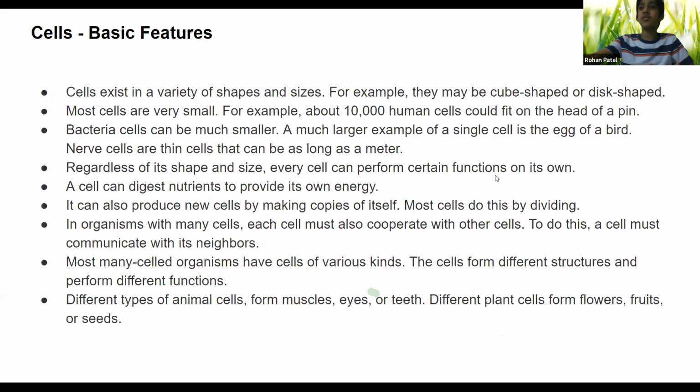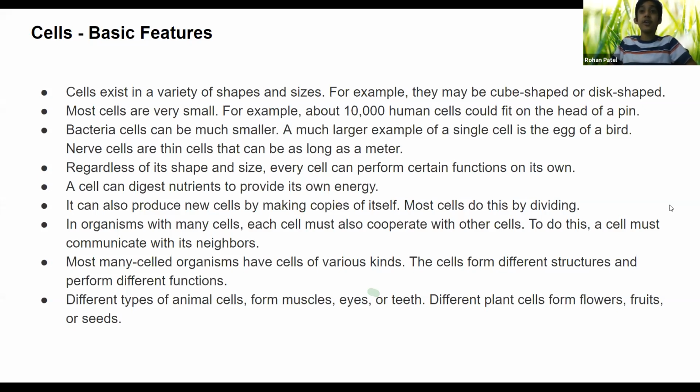So the basic properties of cells. Cells exist in a variety of shapes and sizes. For example, they might be cube-shaped or disc-shaped, but most of them are very tiny. For example, 10,000 human cells could fit on the head of a pin. So a head of a pin is almost the size of the top of our finger, probably like the diameter of our fingernail or smaller, way smaller. And 10,000 cells could fit on that. That's very small. But bacteria cells can be very, very small, much smaller.